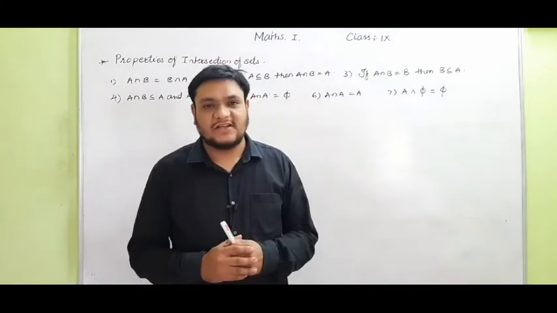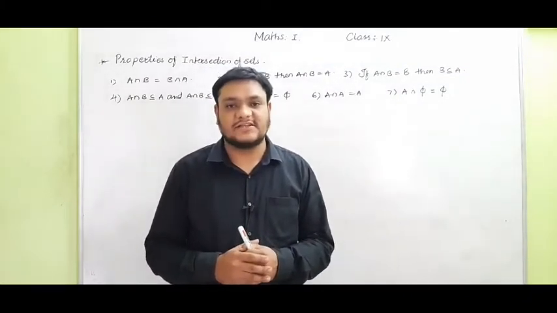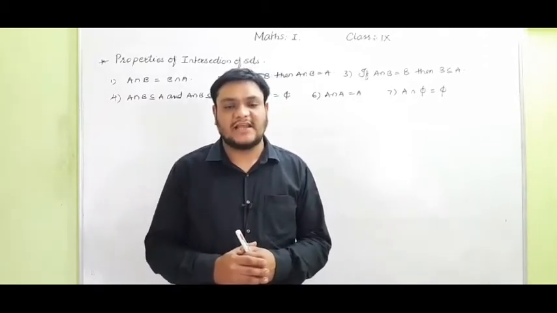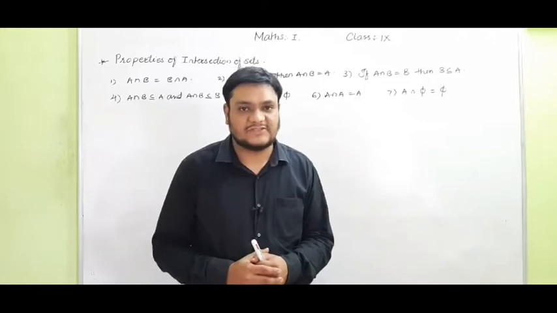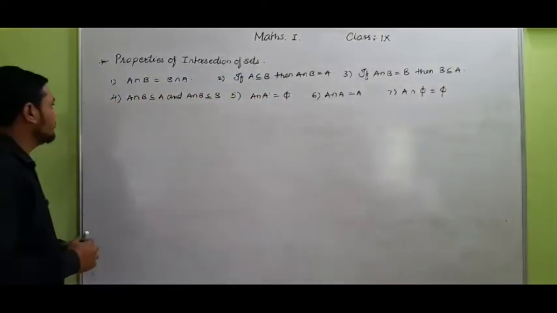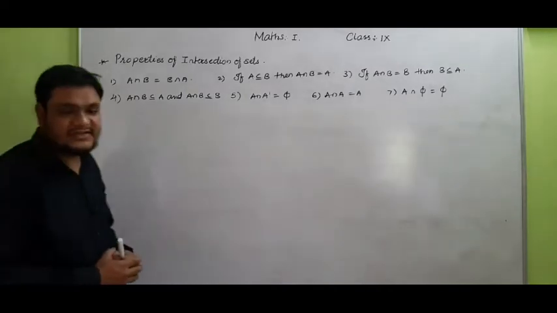In the previous lecture, we discussed operations on sets, that is intersection of two sets, disjoint sets and union of two sets. So students, today in this lecture, we are going to move towards the next topic, that is the properties of intersection of sets. The first property is A intersection B is equal to B intersection A.